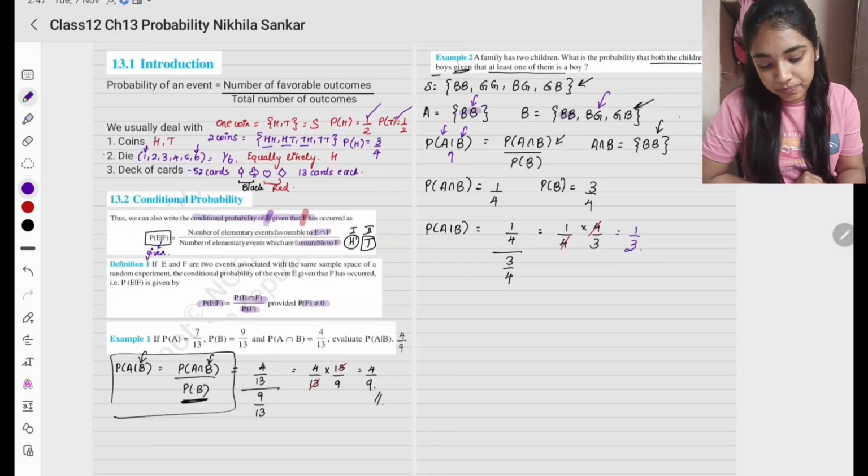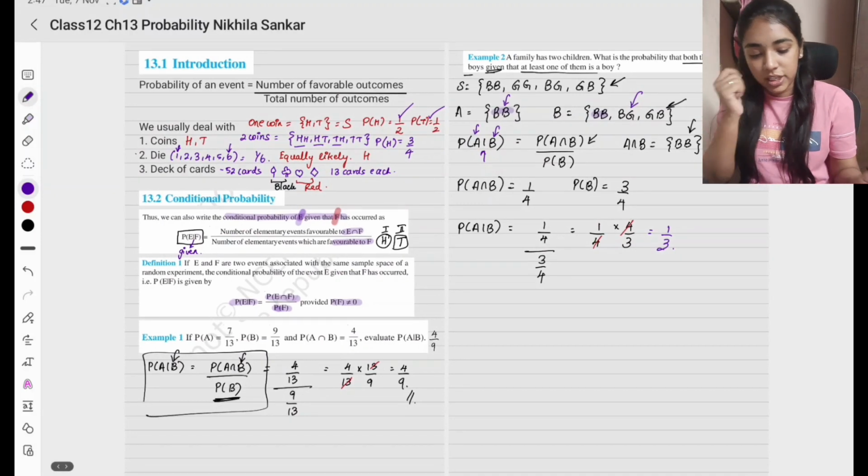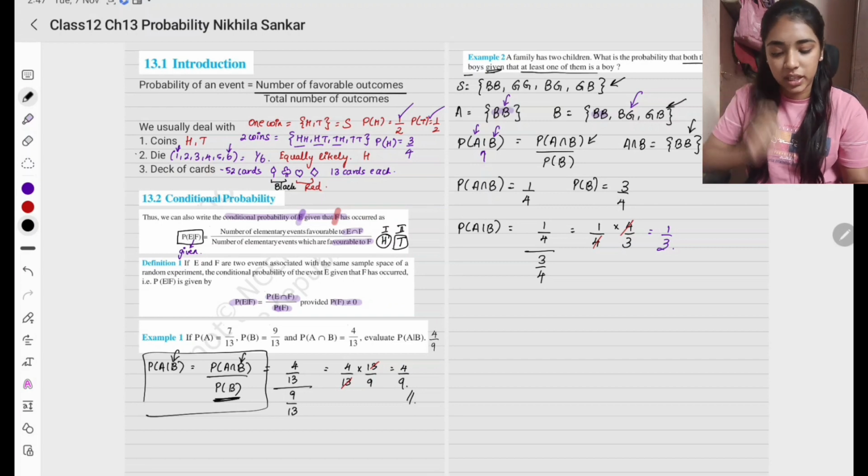Okay, please copy. Conditional probability is very easy provided you understand the question. Question correct interpret பண்ணிட்டாலே answer வந்துரும். Okay.